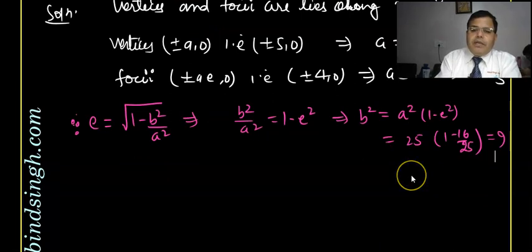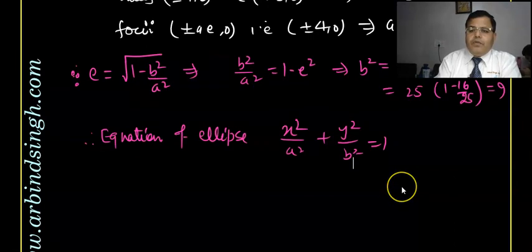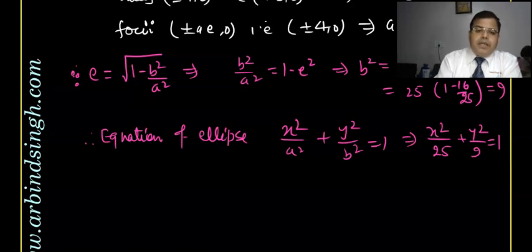Now the equation of ellipse is x square by a square plus y square by b square is equal to 1, which is x square by 25 plus y square by 9 is equal to 1. Answer. Now the next question is question number 11.